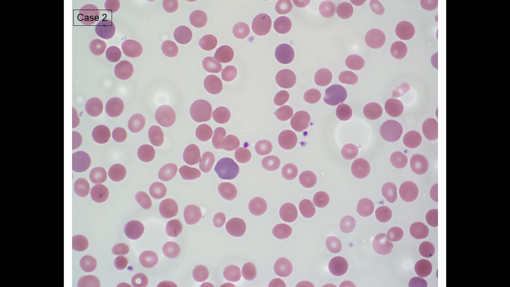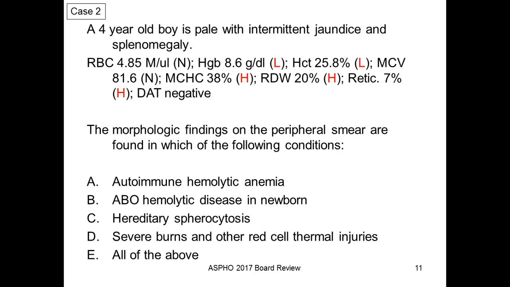Case 2. This is a 4-year-old boy who's pale with intermittent jaundice and splenomegaly. Looking at his CBC, you can see that he's anemic. He has a normal MCV. His MCHC is elevated, and he has a wide red cell distribution width. And he's got a high reticulocyte count, but his DAT is negative.